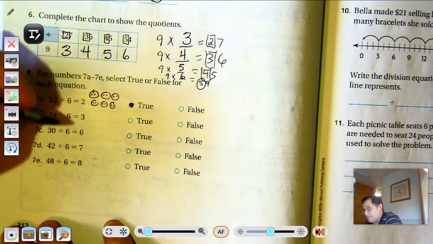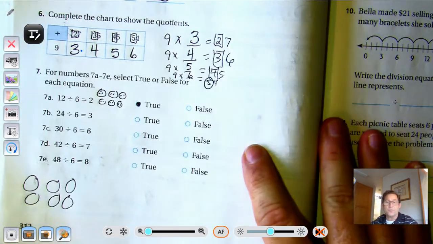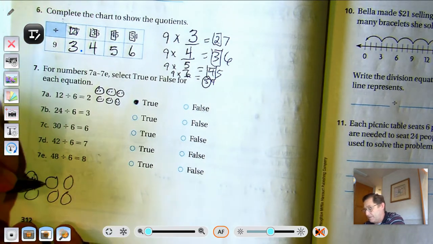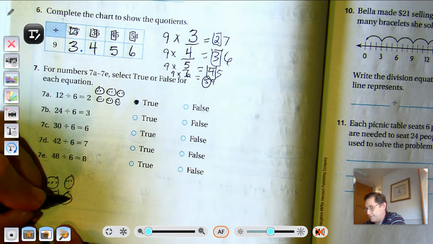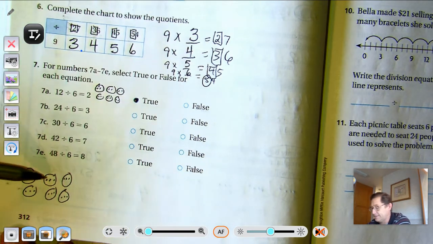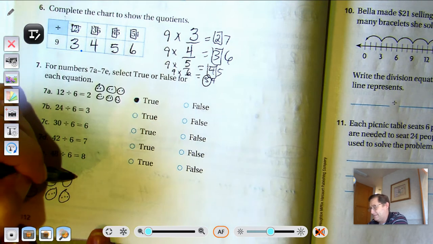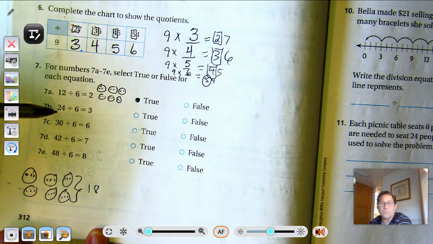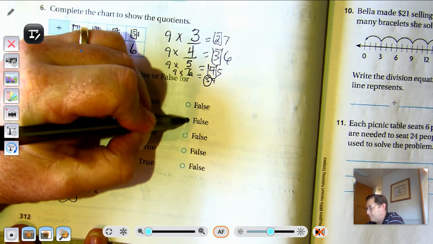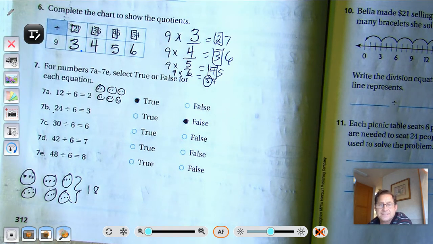24 divided by 6 equals 3. So again, let's have 6 groups, and we're going to put 3 into each group. If that's true, it should equal 24 counters. Okay, so let's count them. 3, 6, 7, 8, 9, 10, 11, 12, 13, 14, 15, 16, 17, 18. So this is 18. I was supposed to get 24. So no, that's false. I would have to put 4 in each group.